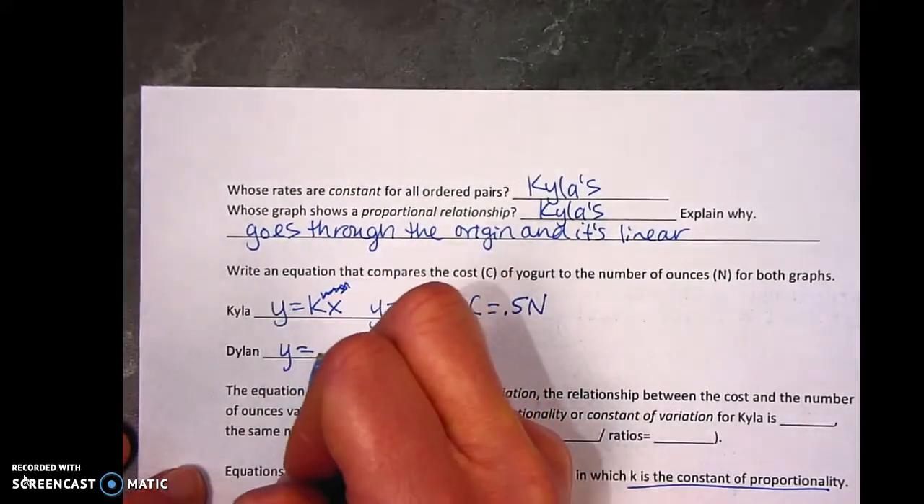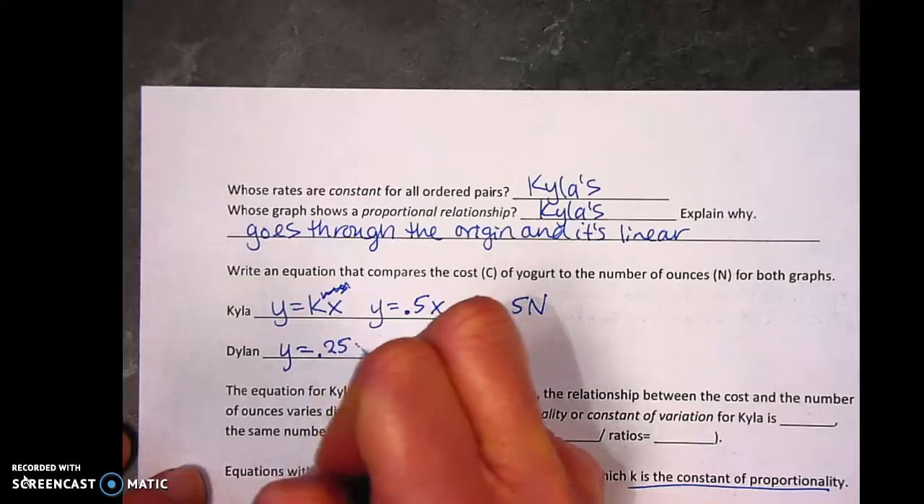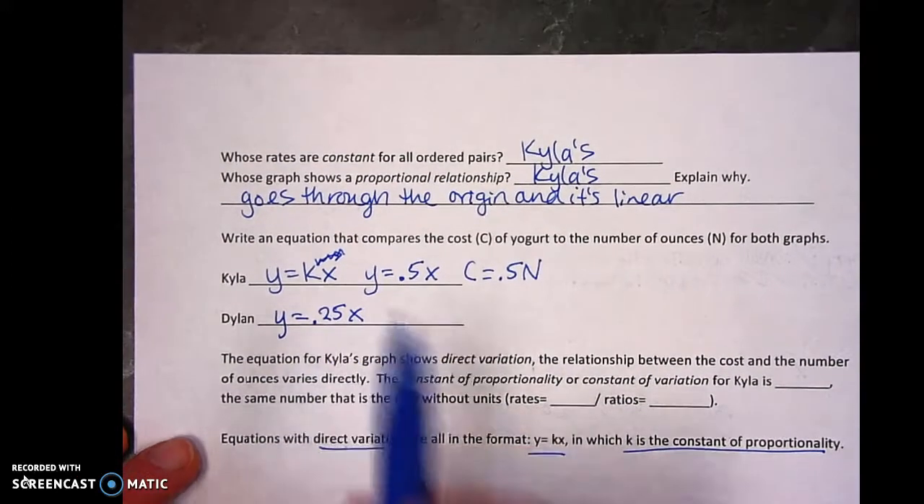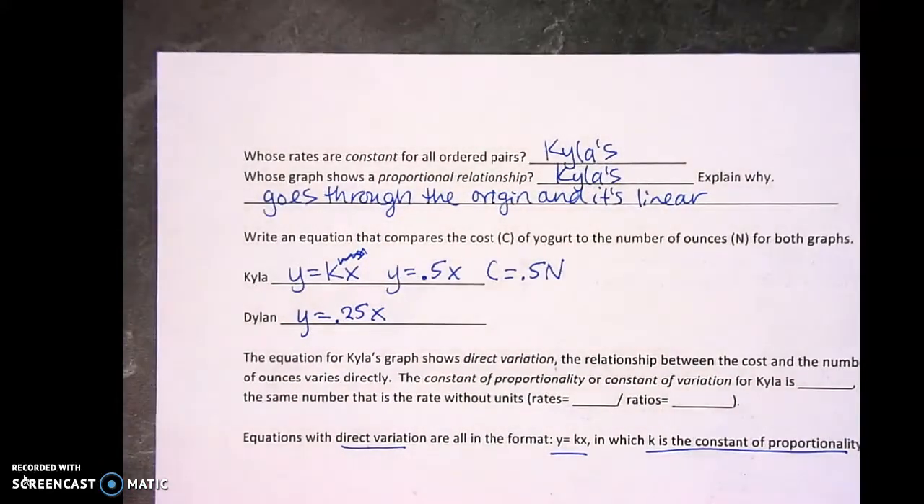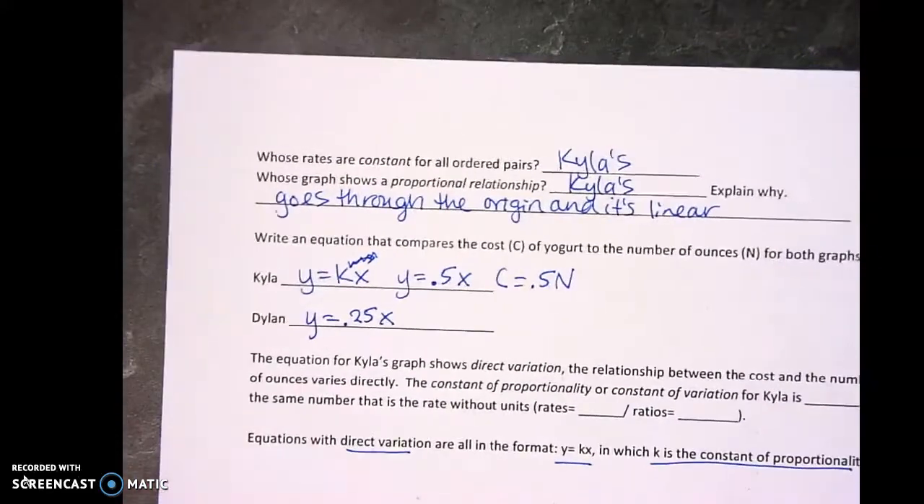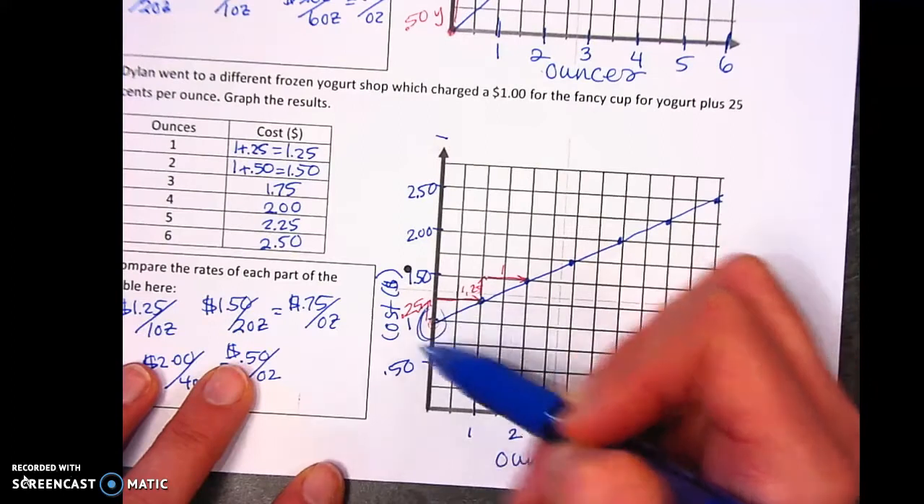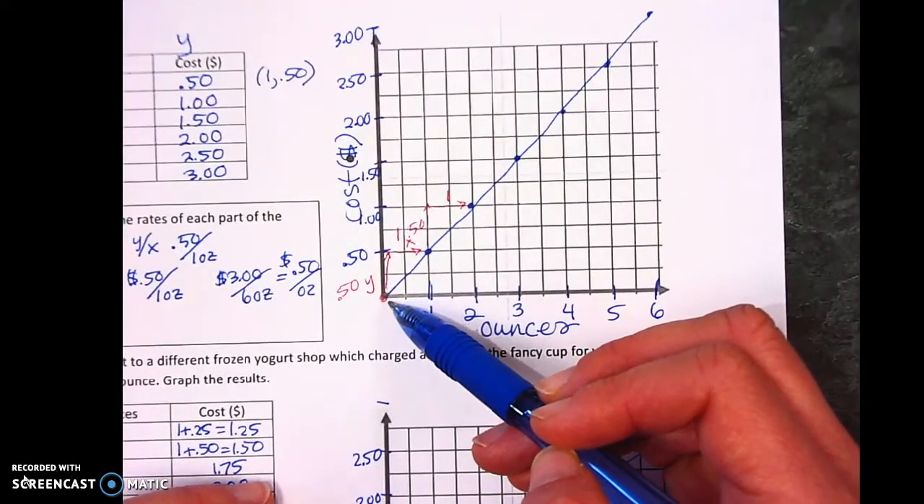I'm going to start his equation the same way. Y equals, now this is not a constant of proportionality. Even though there's a number there, it's not a k. You can't call it that if it's not proportionate. Now, Dylan's wasn't only 25 cents per ounce because you had to pay that dollar charge for the empty cup. So I have to add on $1 here. Notice that Kyla started at 0. She didn't have to pay for the cup.